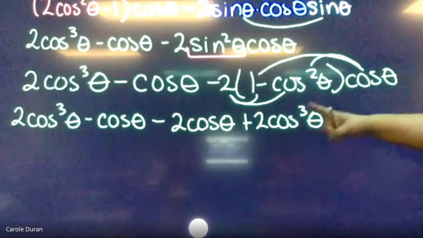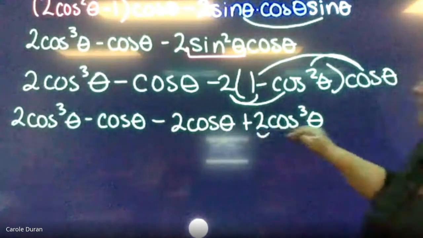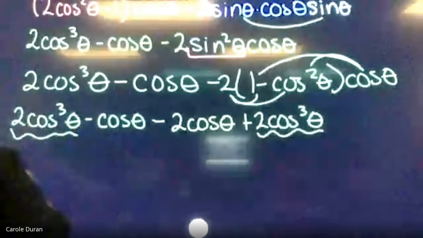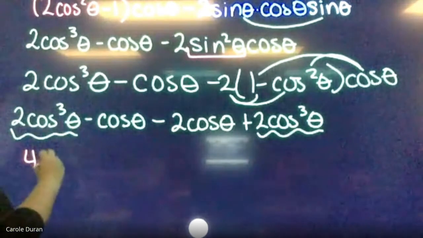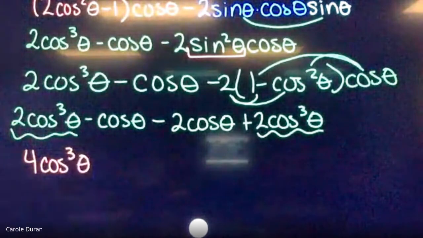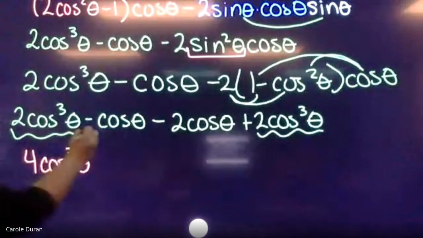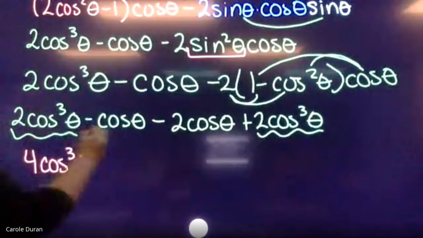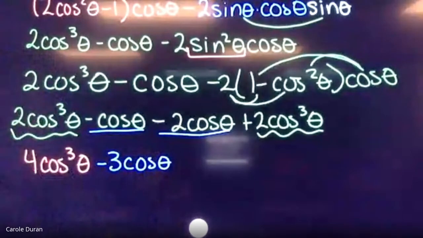And then from here, I would just simplify by combining like terms. Is there anything I can put together? I have 2 terms that are cosine cubed, so when I put them together, I just add the coefficients on the front, which makes it 4 cosine cubed. Is there anything else I can put together? The singular cosines, negative 1 and negative 2, make a negative 3 cosine. And then I would be finished. That's the answer.